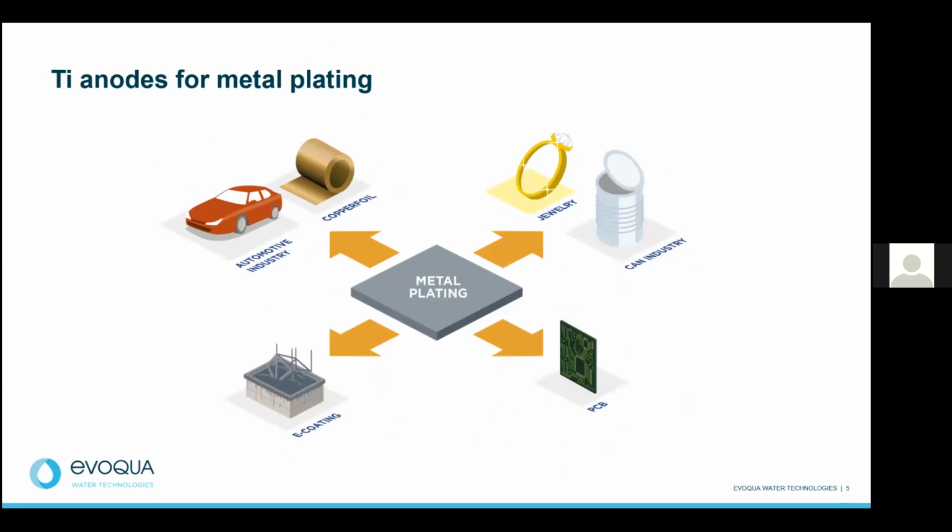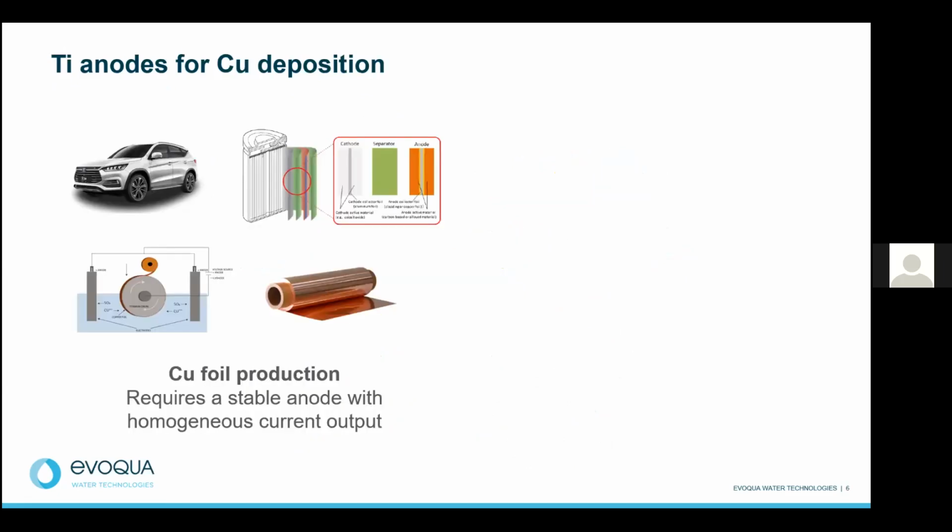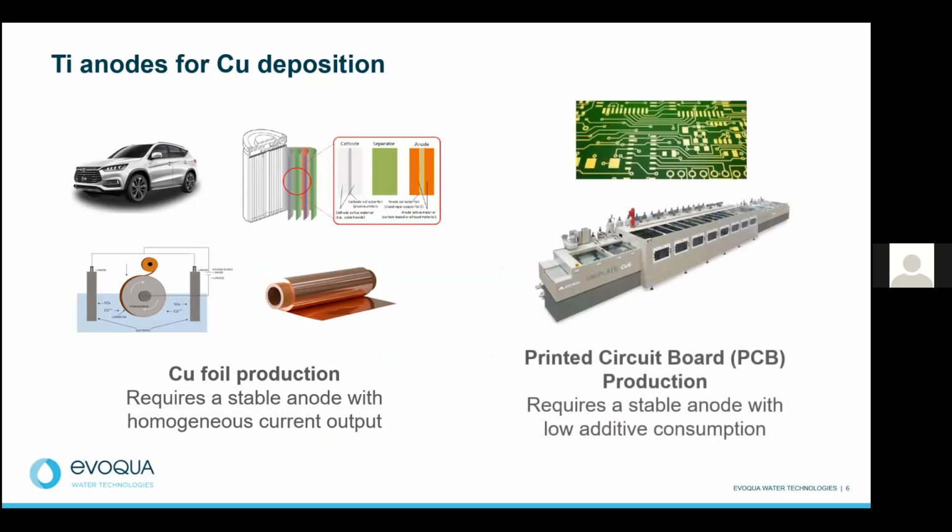So the first one I will briefly talk about is metal plating. That involves coating some substrate with either a thin layer of metal or more bulky layers. First of all, there is the plating of copper. This can be for fabricating copper foil, which is, for example, used in car batteries. There is also the fabrication of printed circuit boards, which are also made using copper.